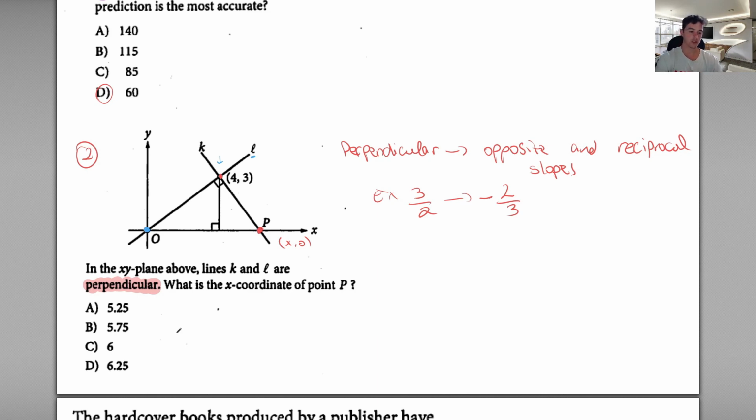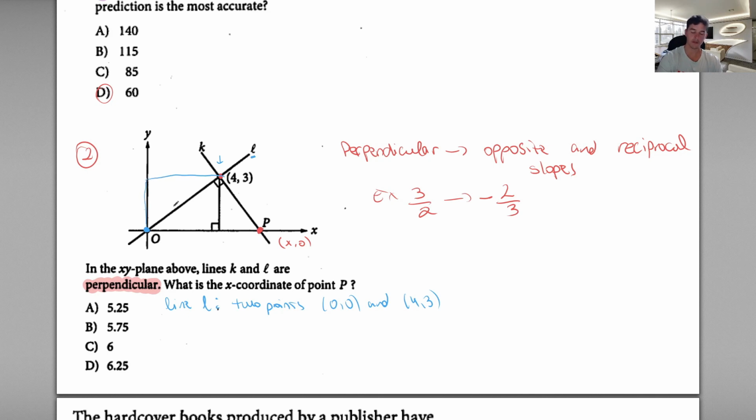Okay, so let's do line L here. We have 2 points, and those are 0, 0, and 4, 3. Okay, so we can do rise over run.